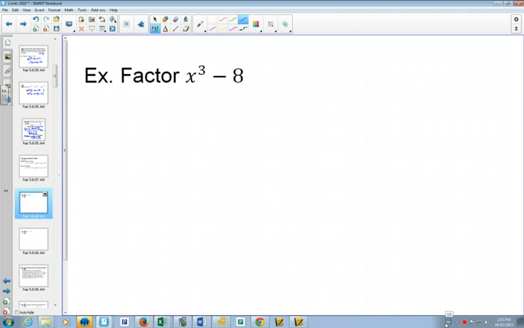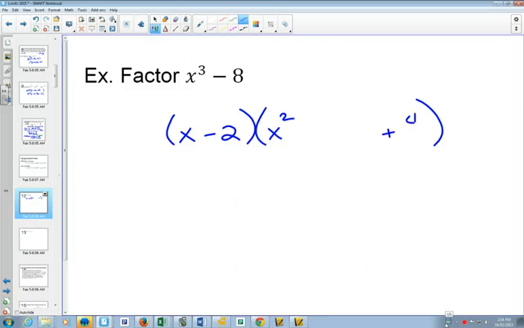So here's an example: x cubed minus 8. You have to recognize that 8 is a perfect cube because it's 2 times 2 times 2. The x is a perfect cube because it's x times x times x. So you'll get x minus 2. You'll get an x squared here, a plus 4 on the outside. So this would be the way that I would look at it.